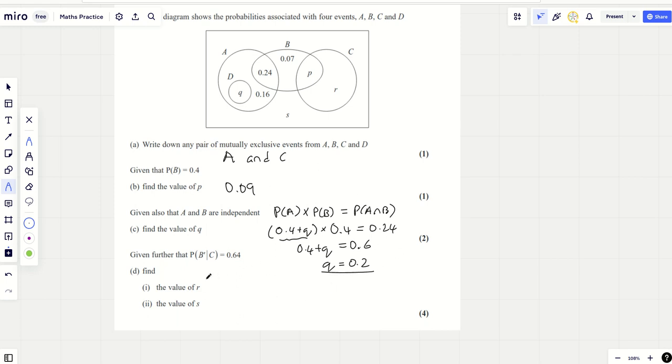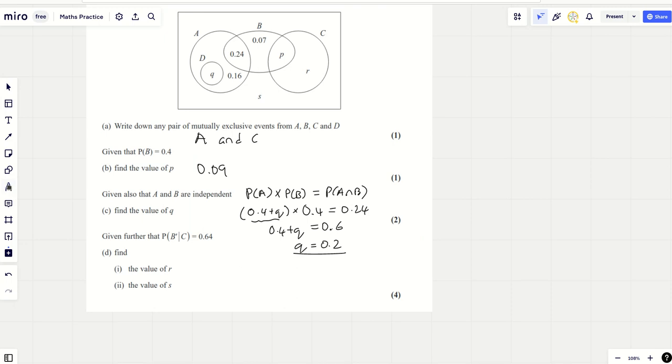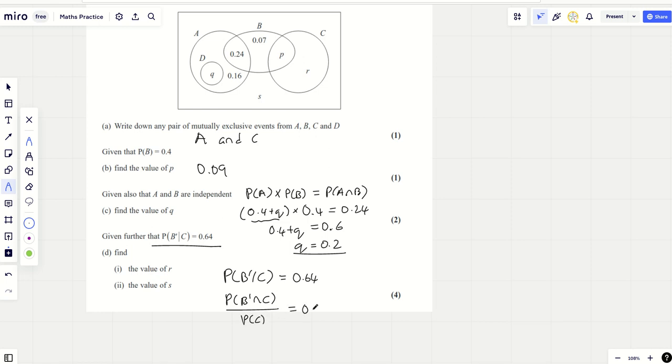Done. Okay, now we get to the sort of tougher bit of the question. We're told this conditional statement here. So we're told that the probability of not B given C is 0.64. Well, my advice, and it's not always my advice in conditional probability questions, sometimes there's a nice intuitive way of understanding conditional probability, but here this looks like a job for the formula. Not B and C over what you were given C, that must be 0.64.